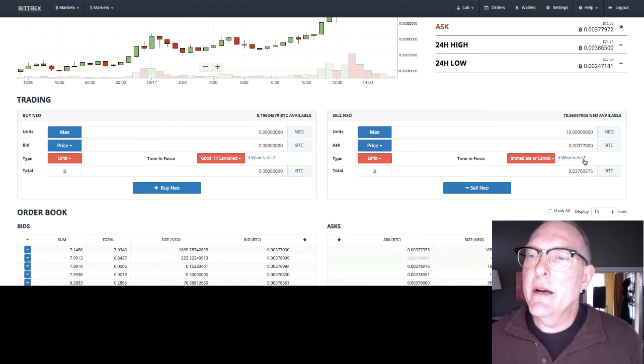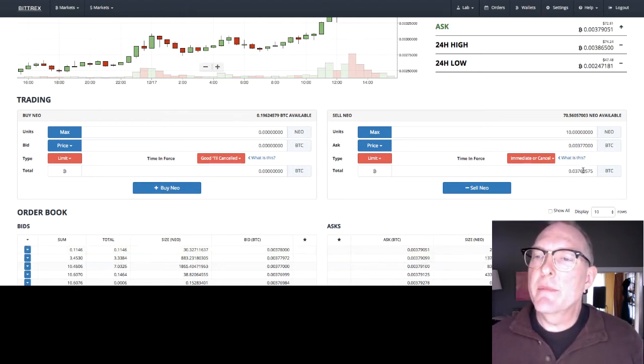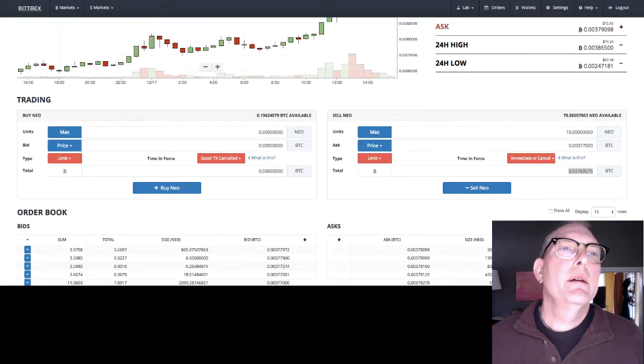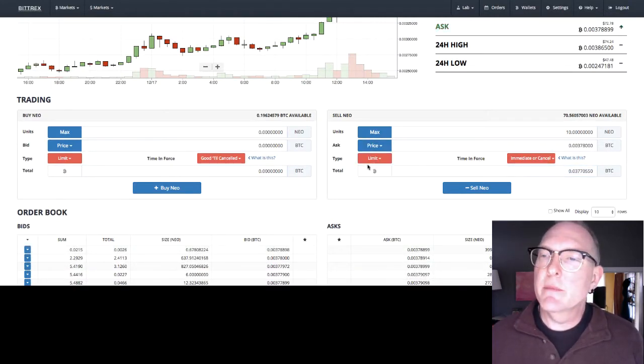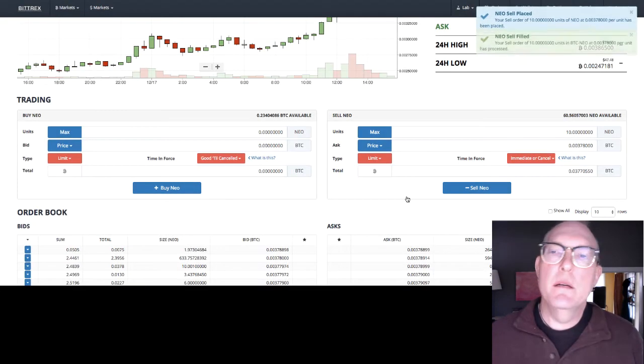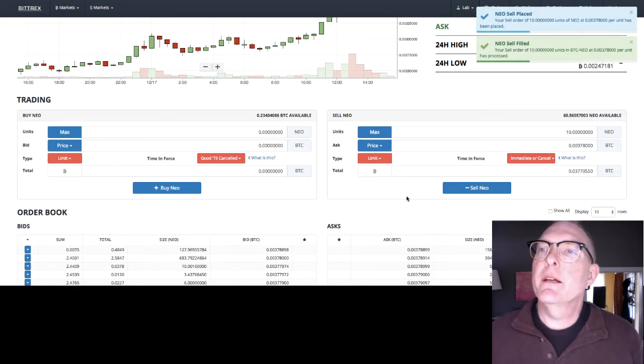And 10 Neo, at the current Bitcoin price, is going to be about, let's look at the price. I want to just double check this. About $730. Okay. So now we are going to just do the bid again, because sometimes the price changes every second, immediate or cancel. We're going to sell 10 Neo, and we're going to confirm it. Boom. Neo order filled.